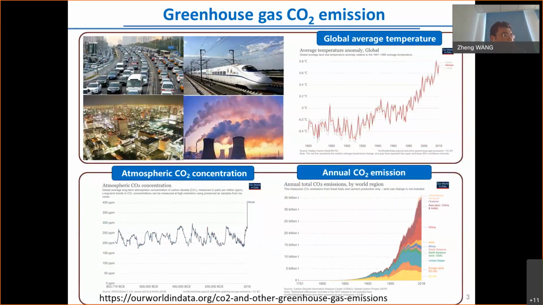With the increase of social production and human activities, the global average temperature increases obviously, resulting in serious eco-environment problems. The temperature anomaly is due to the emission of a large amount of the greenhouse gas carbon dioxide into the atmosphere. These two figures show the concentration of carbon dioxide in the atmosphere and the emission of carbon dioxide in each region, which sharply increased in the recent 100 years.